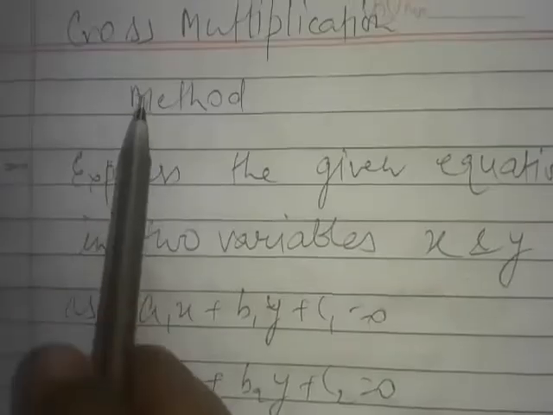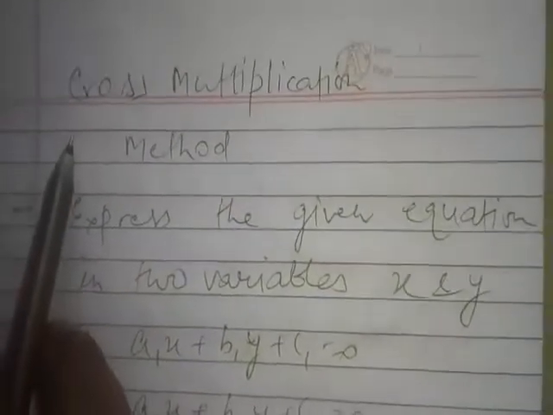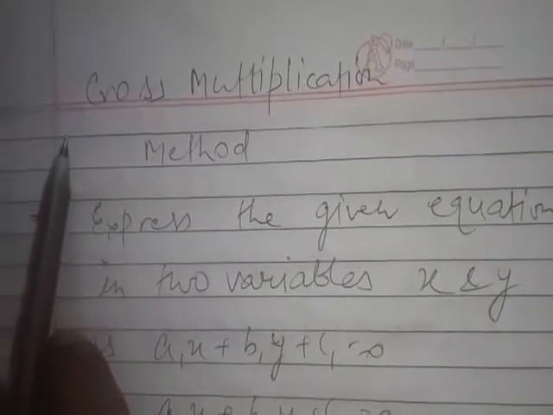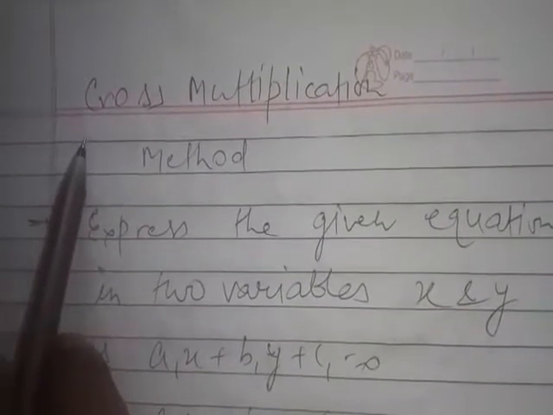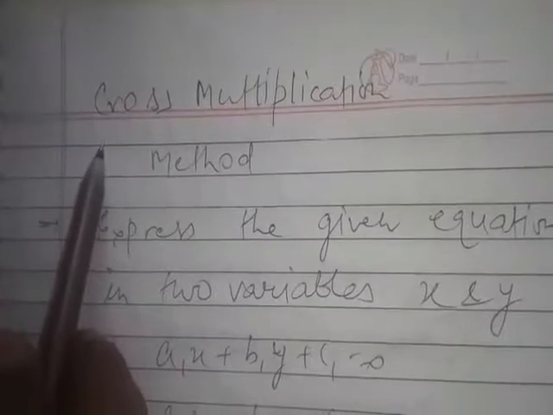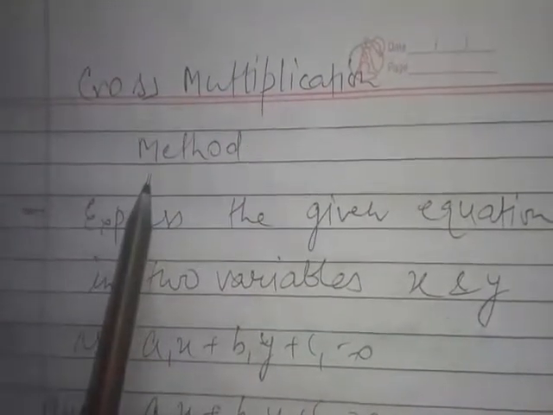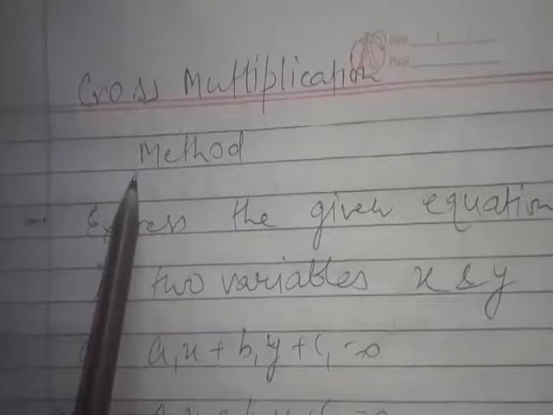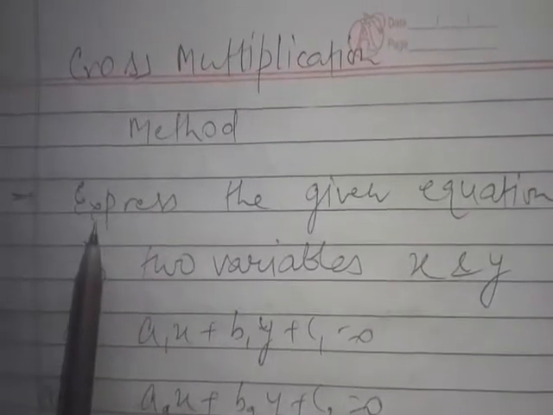Now children, two methods are clear to you: substitution method and elimination method. Now the third method is the cross multiplication method to solve any pair of linear equations. What are the steps over here?